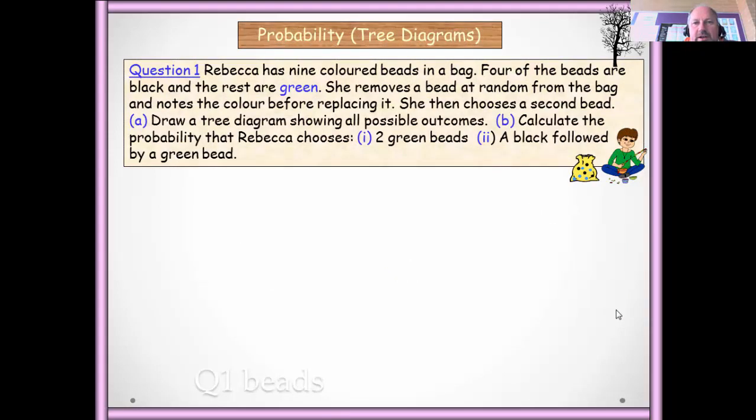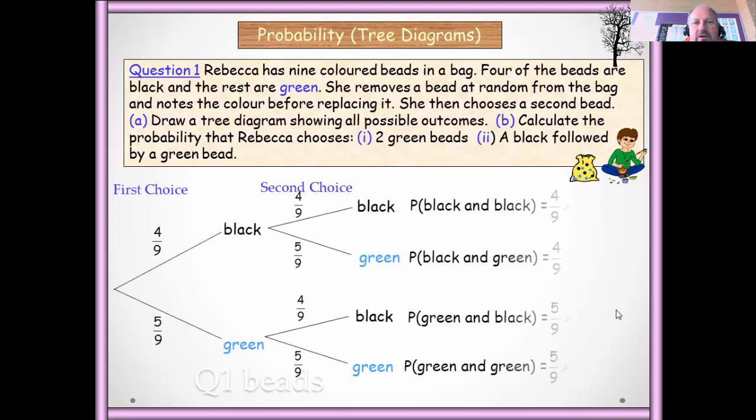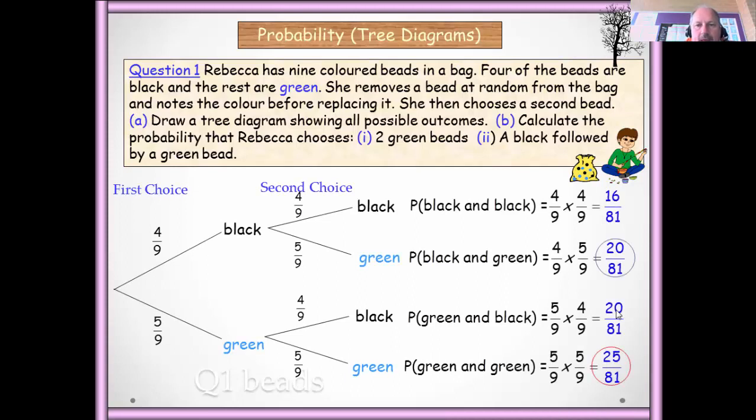This one here, Rebecca has 9 coloured beads and 4 are black, the rest are green. So let's set up a tree diagram for this. So it's all been done. And you see, go black or green, the choices. Multiply along the branches. There were 4 black and 5 greens. That's why those probabilities are like that. Once again, probabilities add up to 1 at each branch. And if I add up these 4 probabilities, they add up to 81 out of 81. Calculate the probability of 2 green beads, this pathway down here, so it'd be 25 out of 81. Find the probability of black followed by green, 20 out of 81.